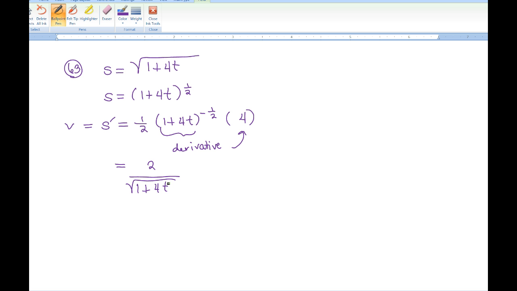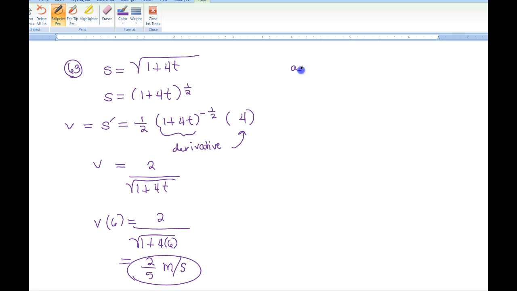I want to evaluate this, so this is v. I want to figure out v of 6. So 2 over the square root of 1 plus 4 times 6, so 2/5. What are the units? It's meters per second.